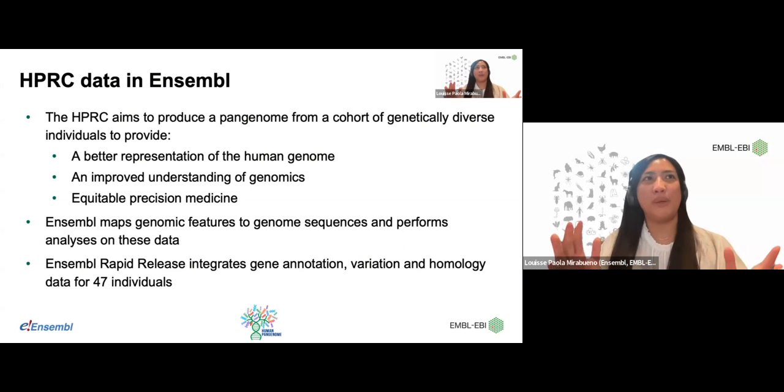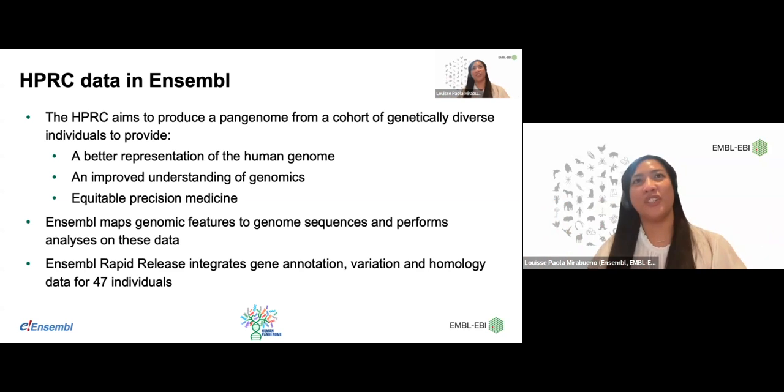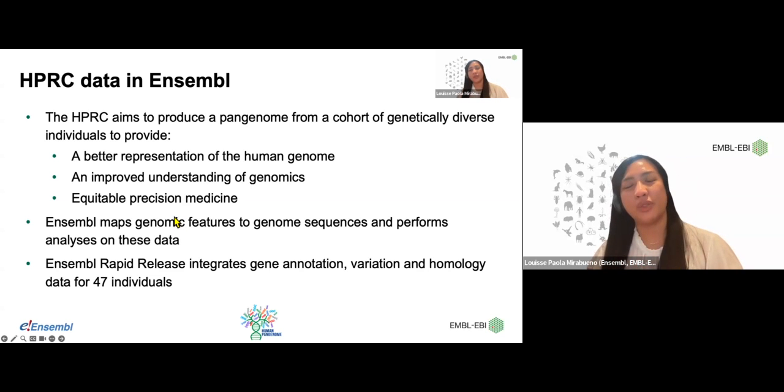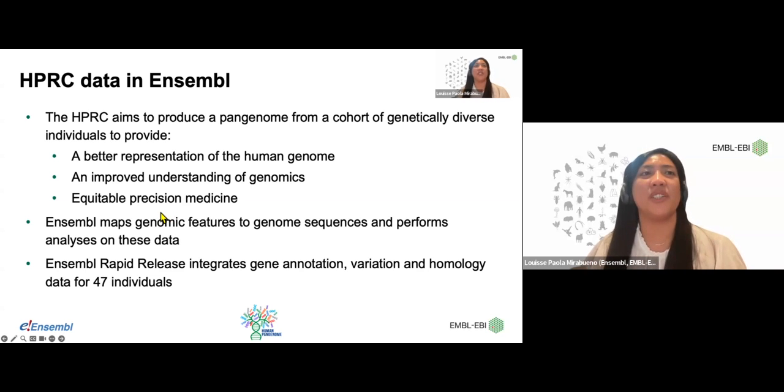I hope that this webinar gave you an introduction to the HPRC project and also how Ensembl is involved in it. The HPRC aims to produce a pangenome from a cohort of genetically diverse individuals. This will provide a better representation of the human genome, an improved understanding of genomics as well, because you'll have a more diverse set of genomes, and an equitable way of doing precision medicine. So a fair way to develop personalized medicine in the future for all populations.